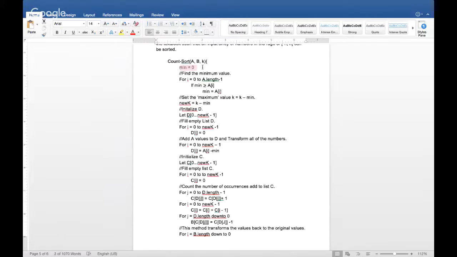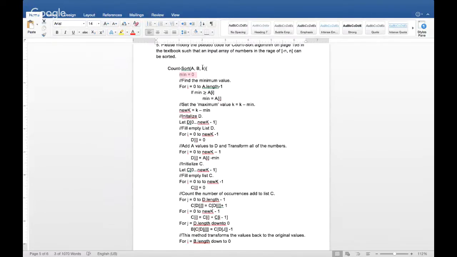So because we're using -n, we have to create something called the minimum value, which I set equal to 0, and then we iterate through A and figure out the minimum value, which includes negative values. So for example, let's say the minimum value is -3, and we passed in 3 for K. Because we're using negative values compared to the original algorithm, we create a new K, which is K minus min. So for the example I just used, we would have 3 minus -3, which would be 6.